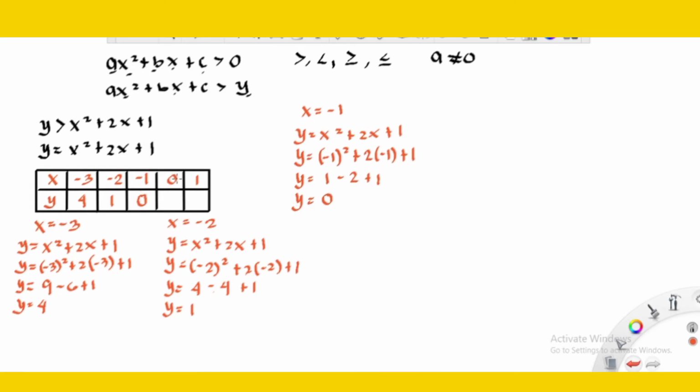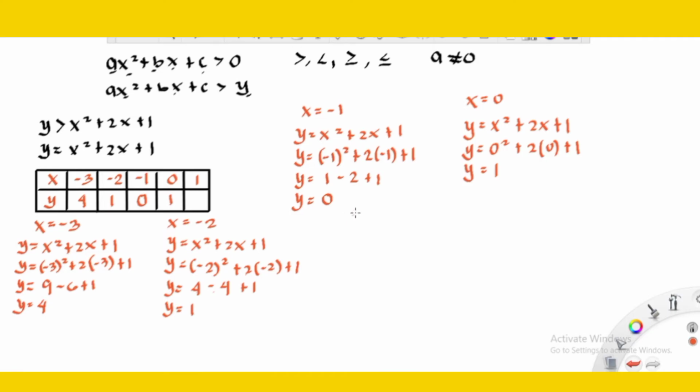Alright? Next, if x is equal to 0, solve natin. If x is equal to 0, again, copy the equation. Y equals x squared plus 2x plus 1. Palitan ng x ng 0, so we'll have y equals 0 squared plus 2 times 0 plus 1. So, we have now y equals square ng 0 ay 0. Plus 2 times 0 is 0. 0 plus 1, 1. Therefore, y is 1 when x is 0.